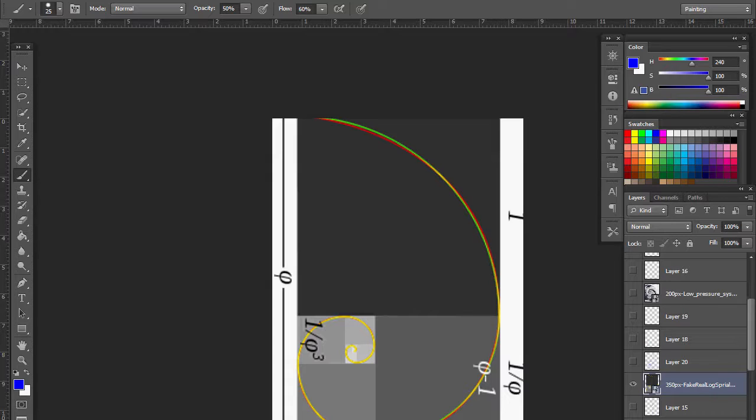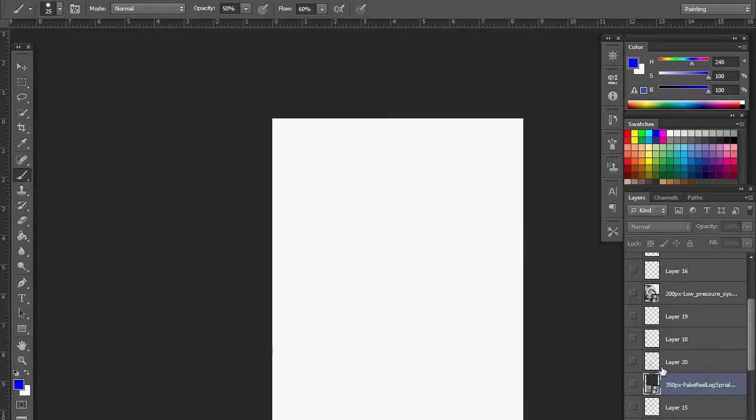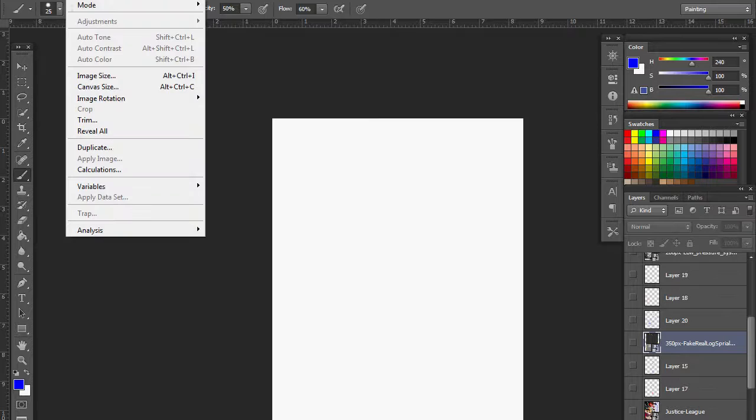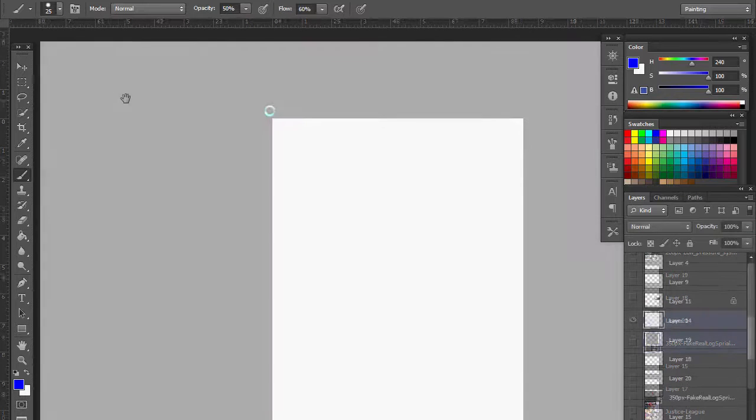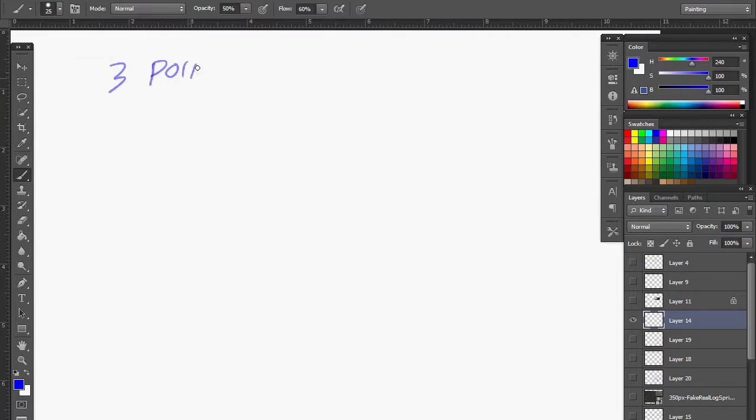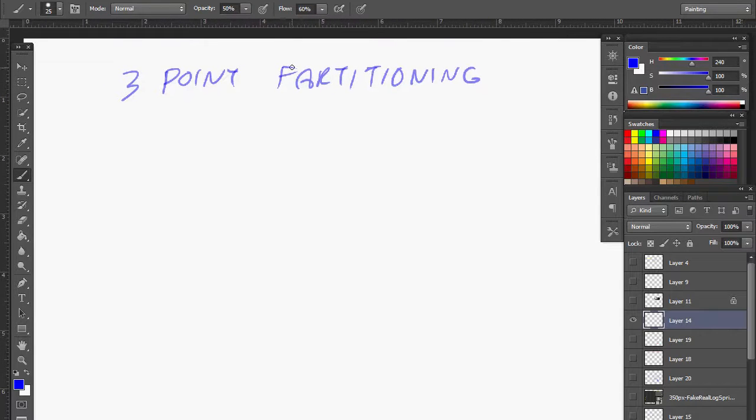In this tutorial, what I wanted to cover was balancing the composition with 3-point partitioning triangles.